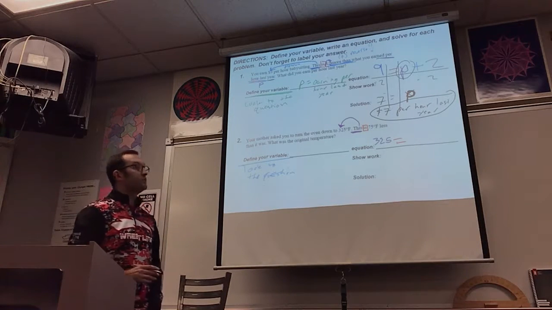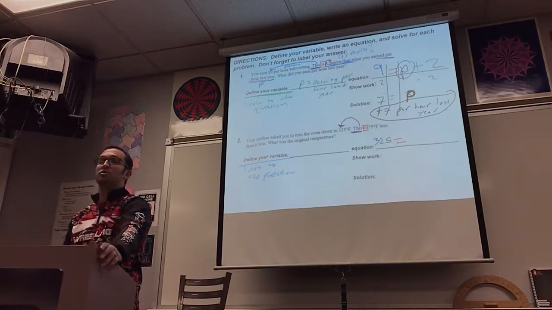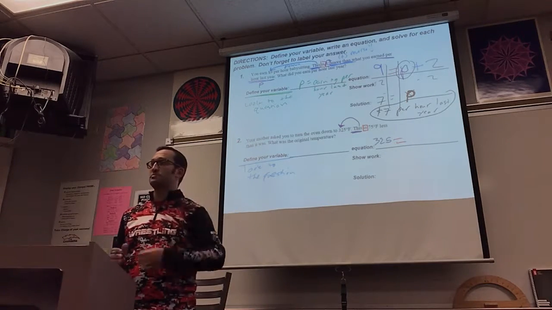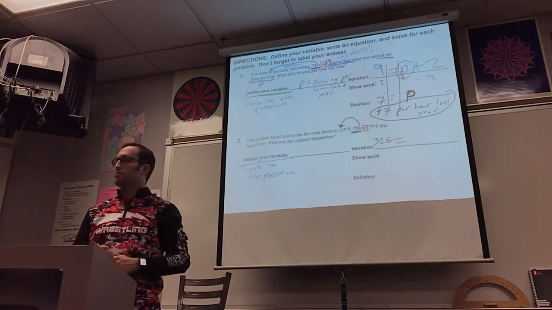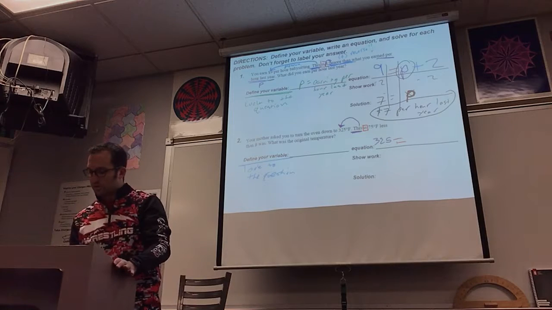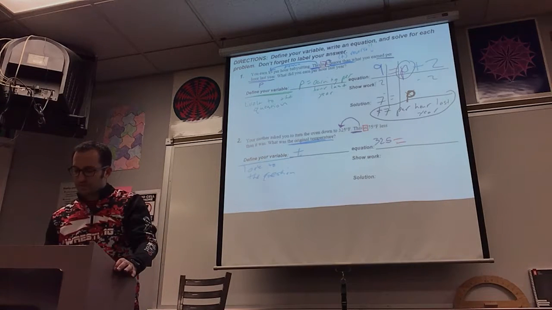What is our variable? What do we not know? What it was before, what we do know actually. Let's use the real words from the question. What do we not know? The original temperature. Let's look for those words. The original temperature. So what do we want our variable to be? We're going to make it T. T is the original temperature.